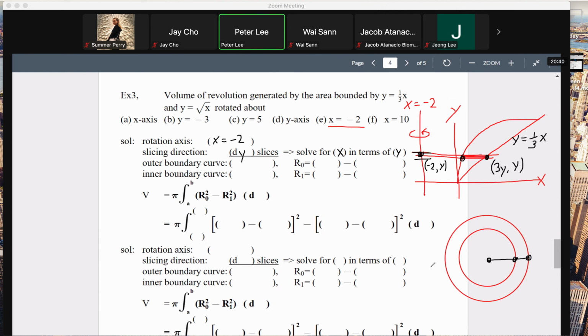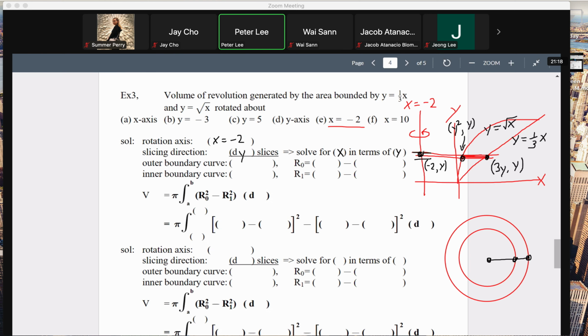When the slicing direction is dy, that means everything has to be written in terms of y. All the points on the diagram must be written in terms of y. If it's dx slicing, then everything has to be written in terms of x. Now, what is that point right there? This used to be called y equals square root of x. And now we want to express that in terms of y. So note that the y coordinate is y. What is the x coordinate? x is y squared. So that is y squared comma y.